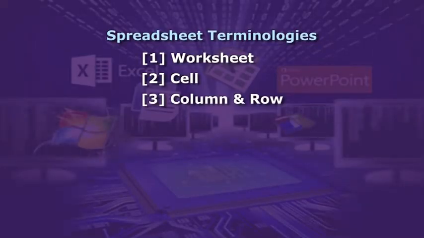Column and row. Each worksheet is divided into columns and rows. Columns are vertical, rows are horizontal. Columns are labeled left to right with letters A, B, C, Z, AA, AB, AZ, BB, ZZ, AAA and so on. We can resize, hide and unhide the rows or columns by selecting a specified cell range.